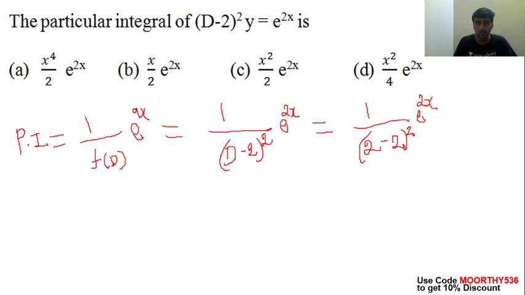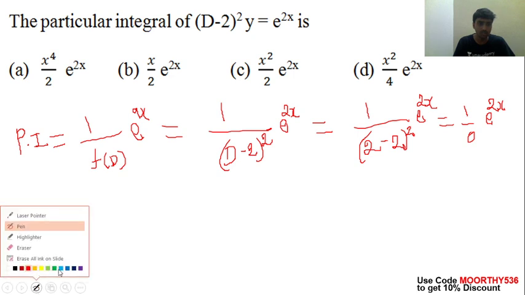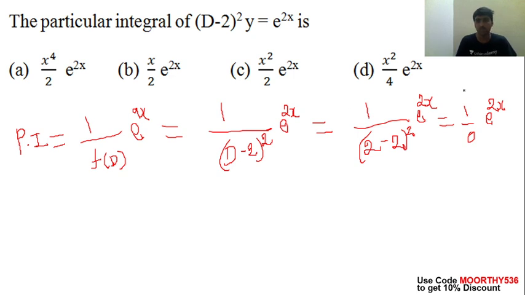This is the procedure. We are replacing D by 2. What are we getting here? 1 divided by 0. When we have 1 divided by 0, the denominator is equal to 0 and the ordinary rule fails. So when the ordinary rule fails, we have to change the procedure here.